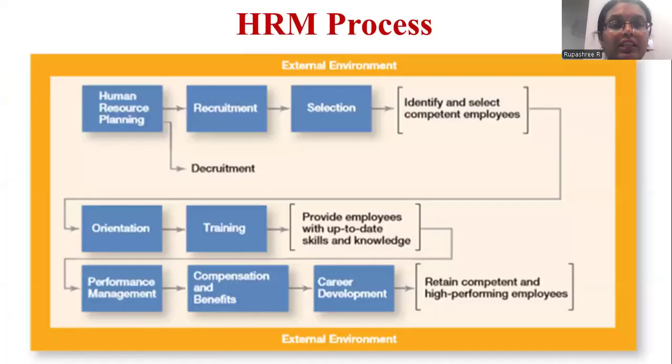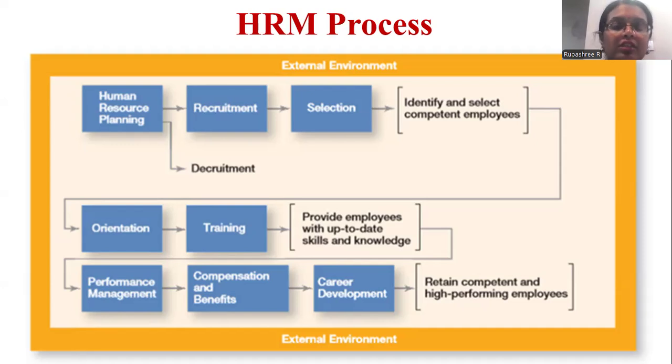Moving further, we will quickly understand the process that human resource management follows. This is the general process of human resource that is followed in any type of organization, irrespective of the nature of business. The first step of the human resource process is human resource planning, followed by recruitment, followed by selection, where they select the right candidate for the right job. Once the candidates are selected, they move on to orientation programs, otherwise called induction, and they also provide training whenever required.